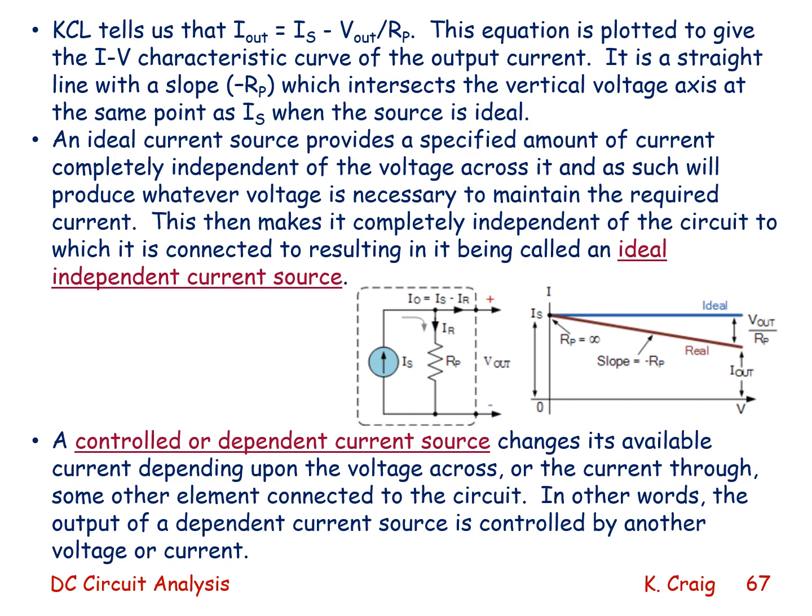A controlled or dependent current source changes its available current depending upon the voltage across or the current through some other element connected to the circuit. In other words, the output of a dependent current source is controlled by another voltage or current.